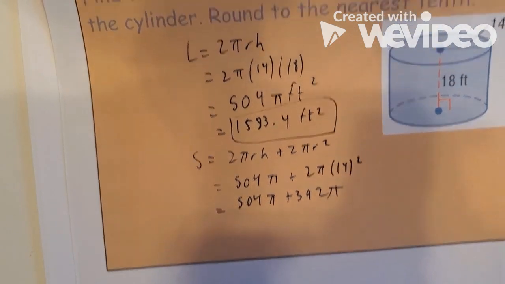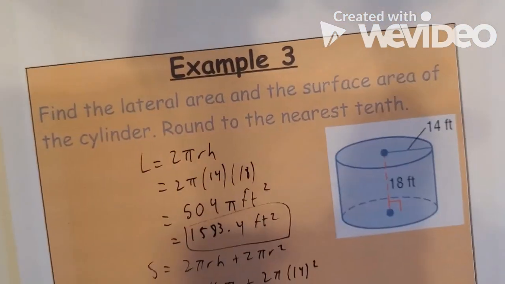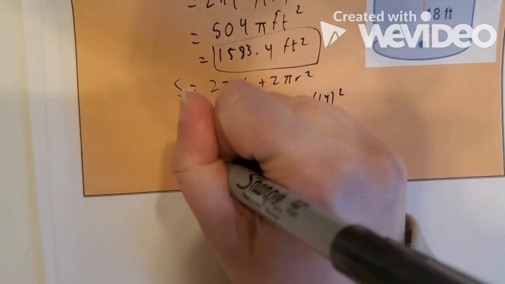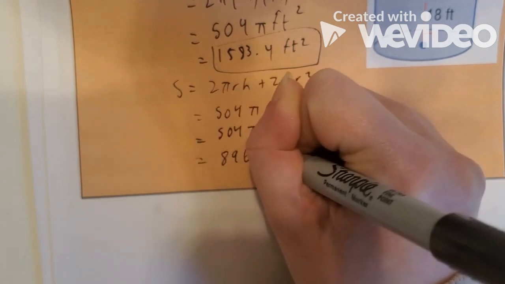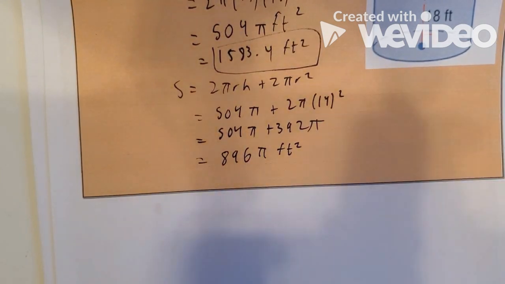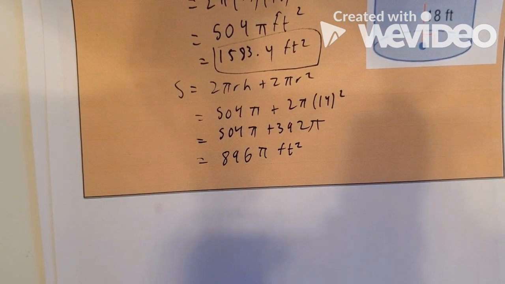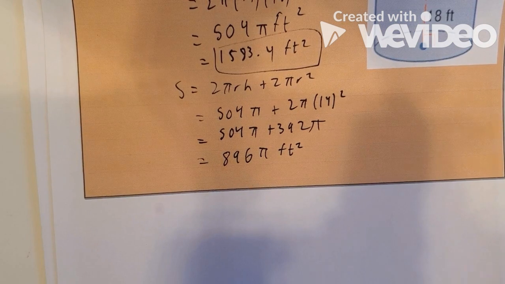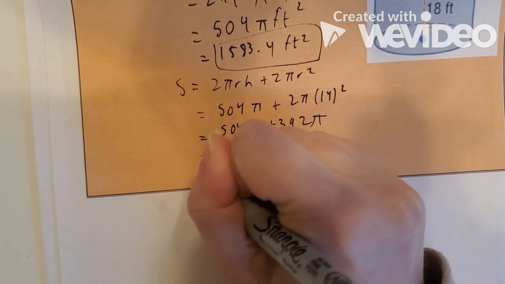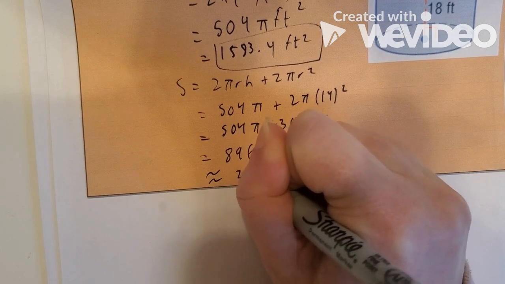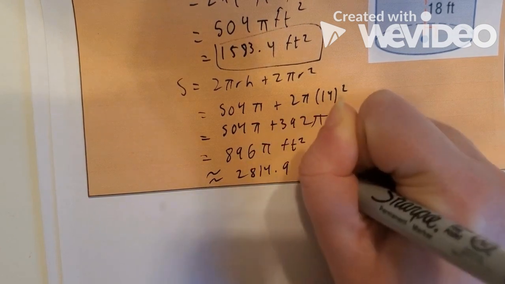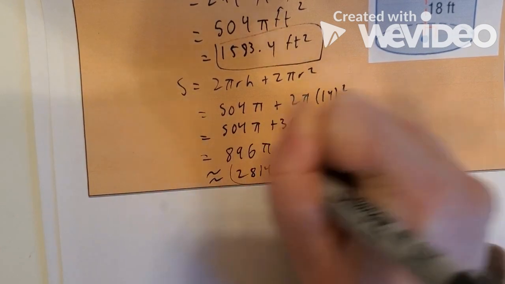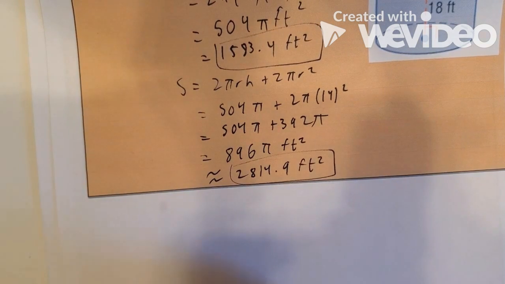So 504 plus 392 is 896 pi. And again, converting that over to a decimal is approximately 2,814.9 feet squared. Okay?